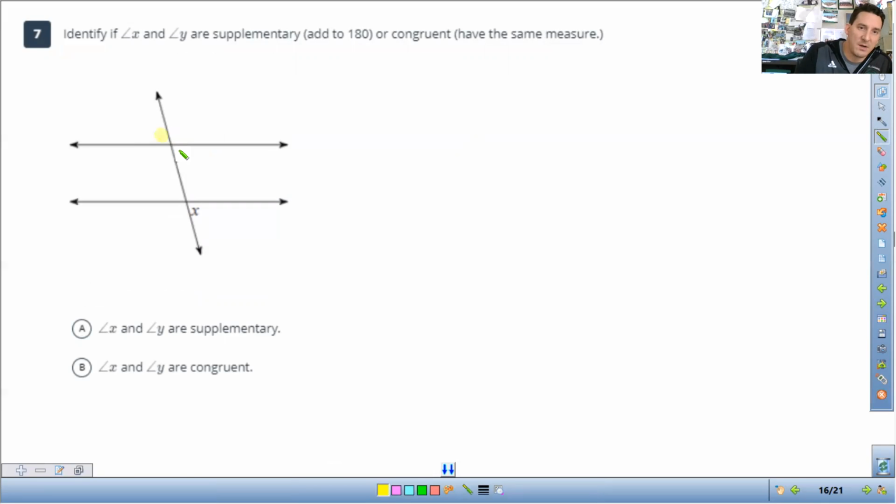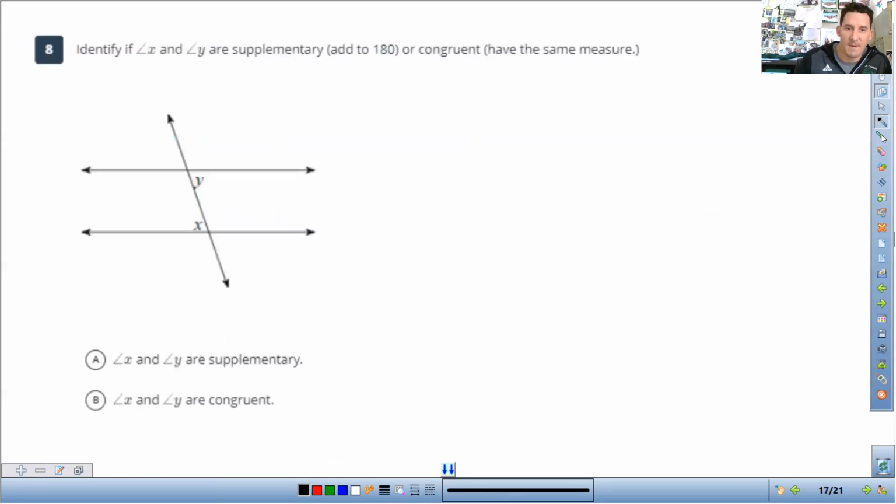Next one. Make that checkerboard pattern. X and Y are the same color. That means same measure. That means they are equal. They are congruent. Next one. Make the checkerboard pattern. X and Y are the same color. That means they're the same measure. They are equal.